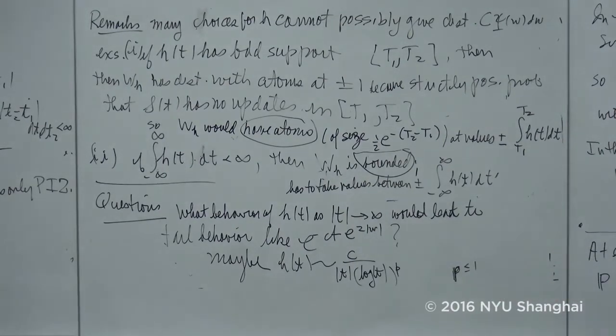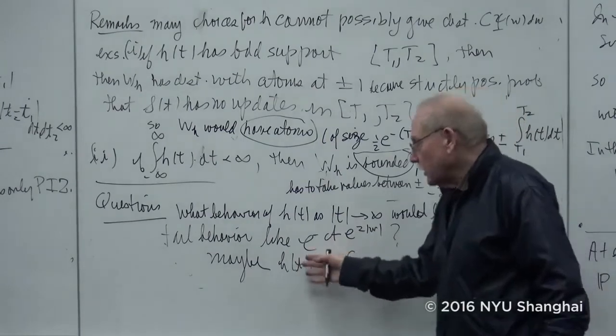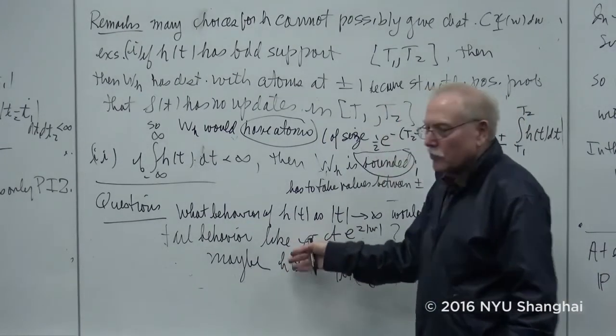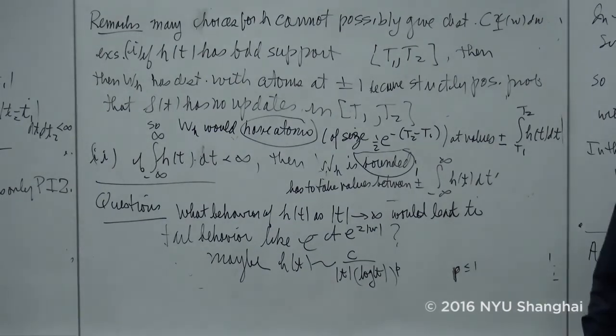So undoubtedly, there is some choice of the large t behavior of h which will give you exactly the right asymptotic behavior of the density that matches that. But of course, that doesn't say it's this.